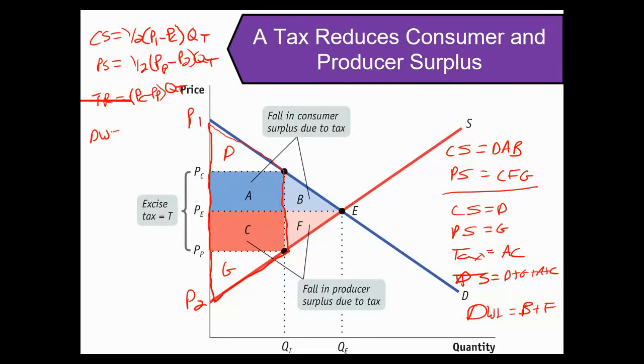And the dead weight loss would be 1/2 times PC minus PP times QE minus QT. That would be producer surplus. Or I'm sorry, it would be the dead weight loss. I'm sorry.